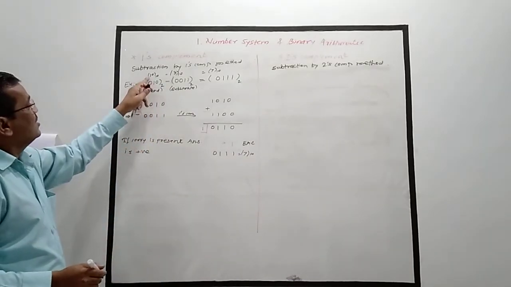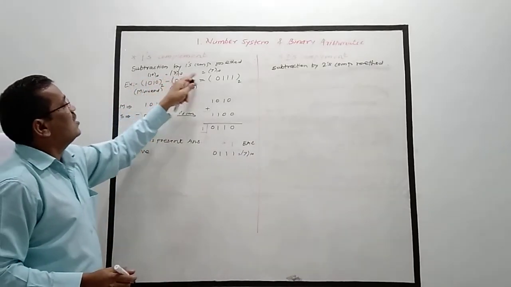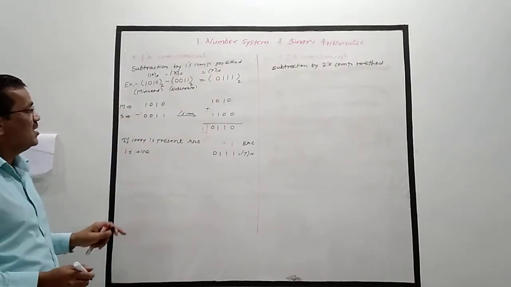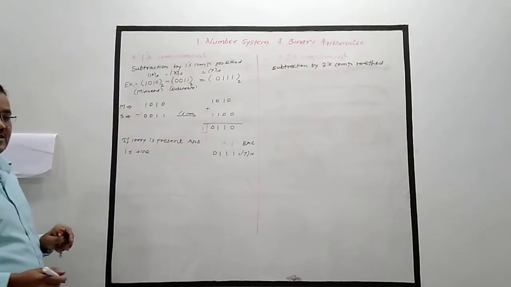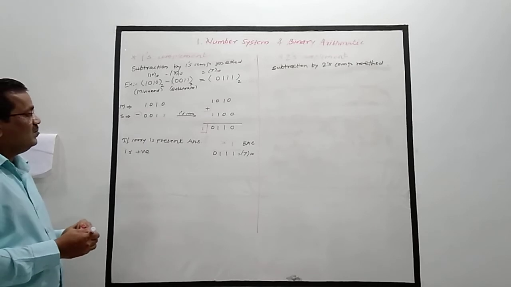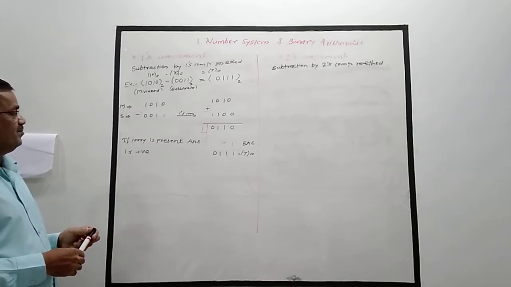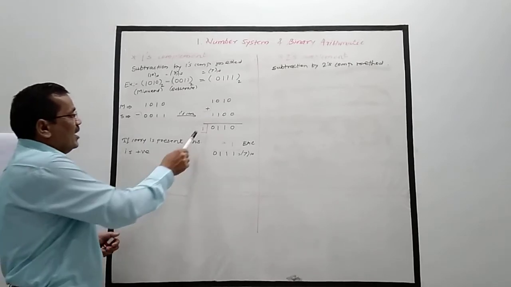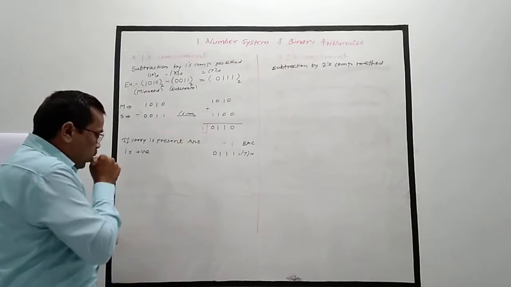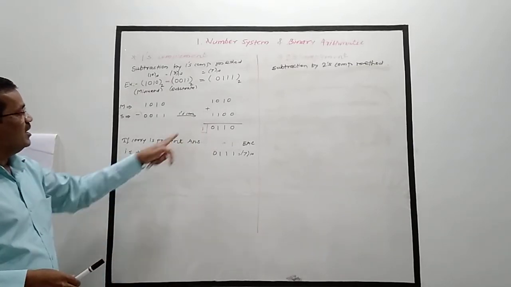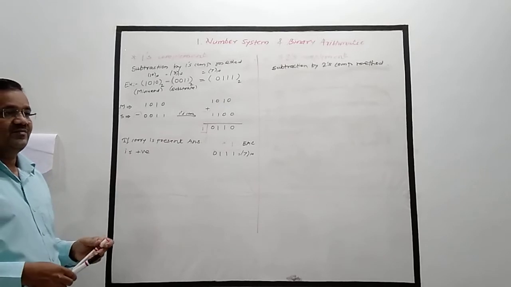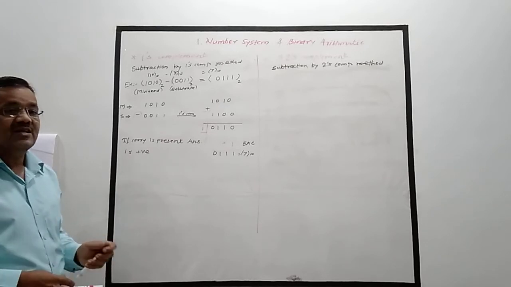That means 10 minus 3 is equal to 7. The answer is positive. Here is case 1. Now in case of, if carry is absent, then answer is negative.